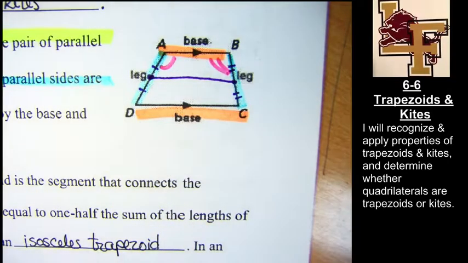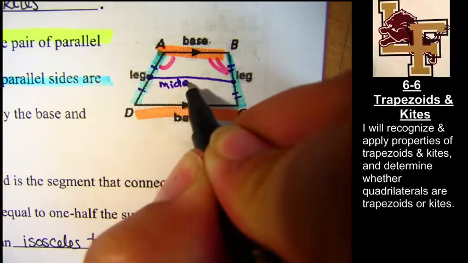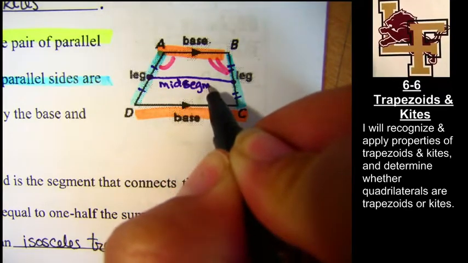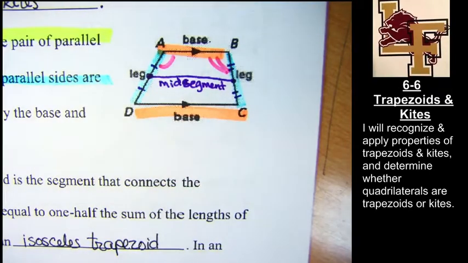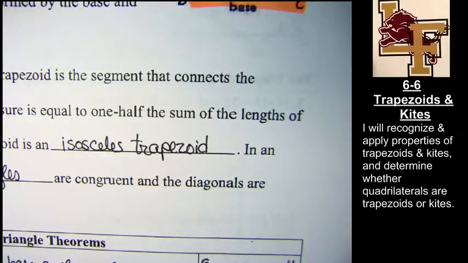Like if I had my legs and I tied a string from one knee to the other knee, okay? That would be really weird. But that would be the mid-segment of my legs, okay? If I tied the string from knee to knee, there's my mid-segment. We'll talk about the special property that the mid-segment has in a moment, because I want to chat a little bit about the isosceles trapezoid.